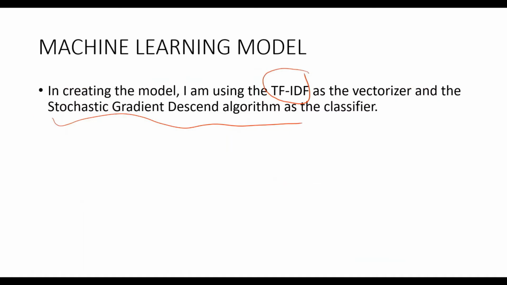Now the machine learning model. In creating the model, I am using TF-IDF as the vector. I have a separate video on the TF-IDF algorithm and its implementation. I am using the stochastic gradient descent algorithm as the classifier. It's simple: in gradient descent you take the whole data set, but in stochastic gradient descent you take a small portion of that data set.